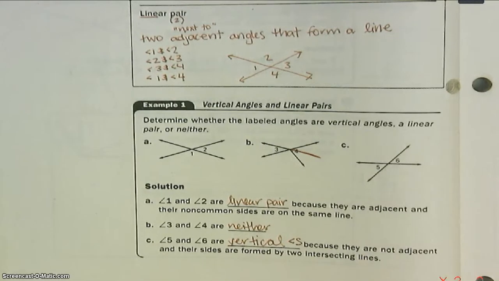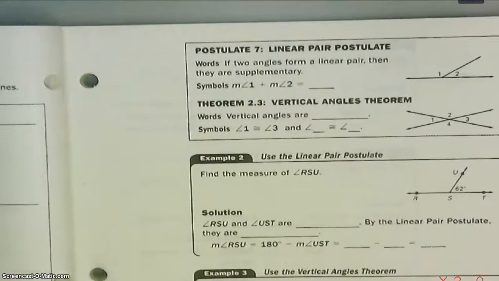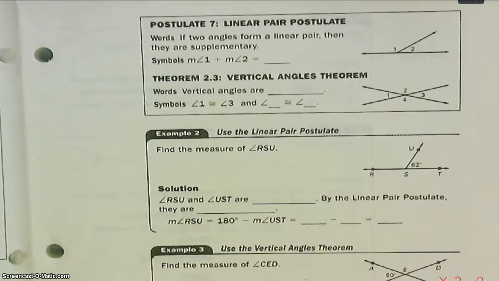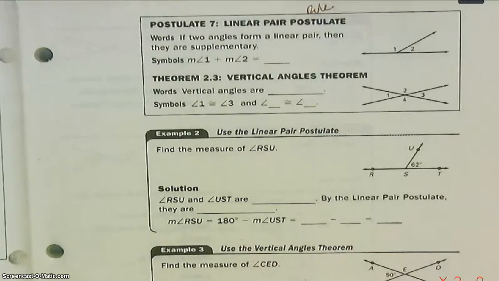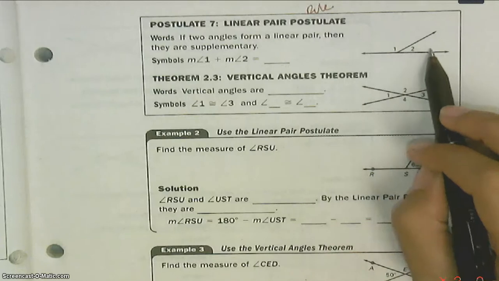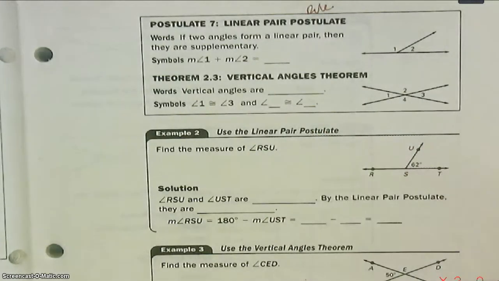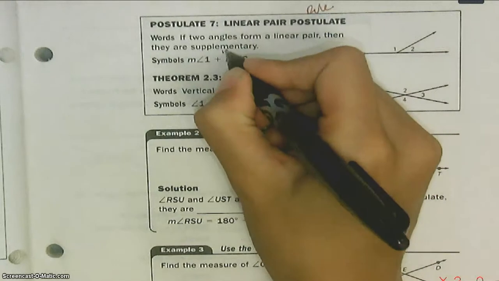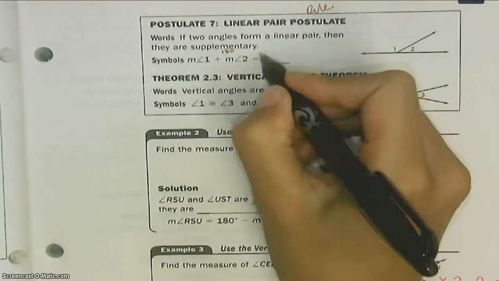All right, now we're going to learn some postulates, some rules and theorems about vertical angles and linear pairs. So the linear pair postulate, you just remember this means that the linear pair rule says if two angles form a linear pair, so they form a line, then they're supplementary. If you remember, supplementary means they make 180. Well, that makes sense. If you're making a line, then you're making 180.